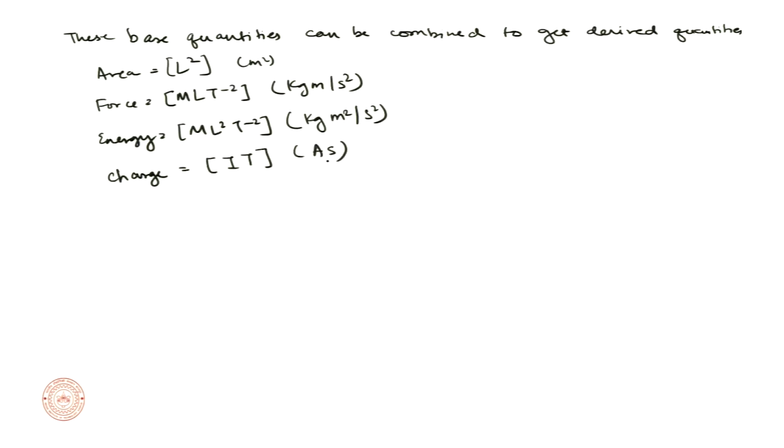And then you can have other units as well. Power, for example, is the derivative of energy. So, that is M L square T minus 3. The usual unit is watts. We can also write it as kg meter square per second cube, and so on. Okay. So, these are the derived quantities that you can get.